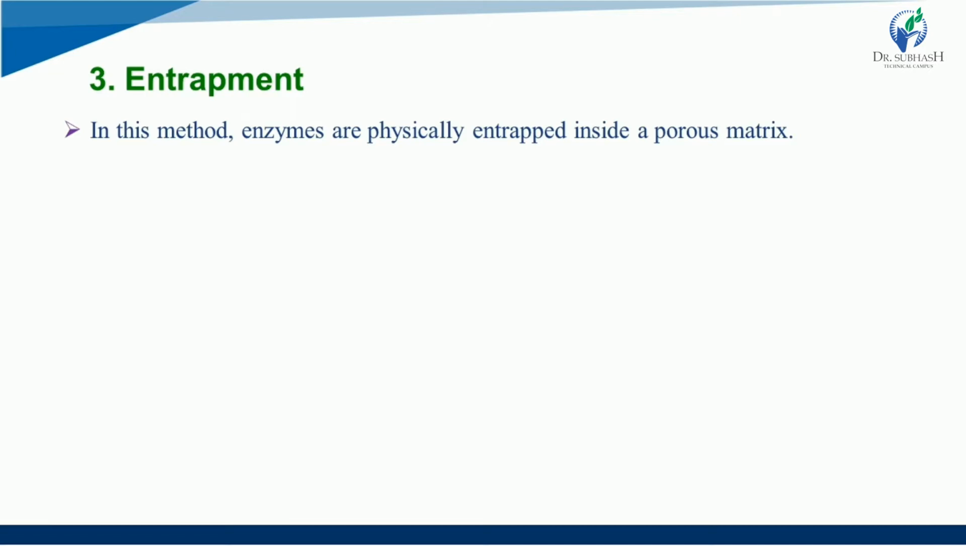The third one was entrapment method. In this method, enzymes are physically entrapped inside a porous matrix. So you need to understand this method. It is just like the name, entrapment. You entrap something. So in this method, you are going to entrap the enzymes, and where are you going to entrap? In a porous matrix. There will be a matrix and you will entrap the enzymes.